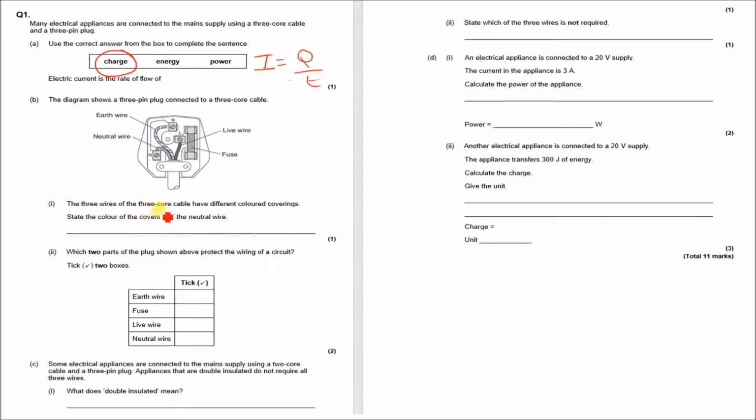The three wires of the 3-core cable are different colours, so you need to make sure you're aware of what these colours are. Okay, so the neutral wire is blue and the live wire is brown. So the second letter is an R, so that goes on the right hand side, and the second letter is an L, which goes on the left hand side. So you remember blue has an L for left and brown has an R for right, and the earth wire is green and yellow. Okay, so make sure you're aware of those.